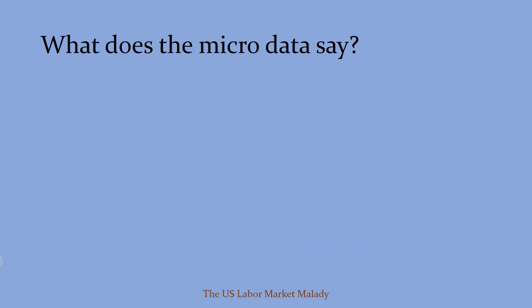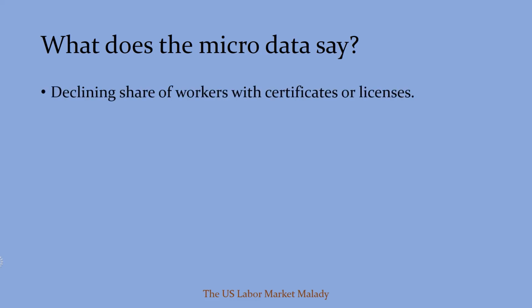What does the microdata say? We ran a variety of multivariate models that estimated how demographic and health variables impacted employment status, and how demographic attributes predicted the probability of being in a certain industry. We found that having an occupational certificate or license greatly increased the chances of being employed. Yet for 2021, we found a decline in the share of workers who had these certificates or licenses.